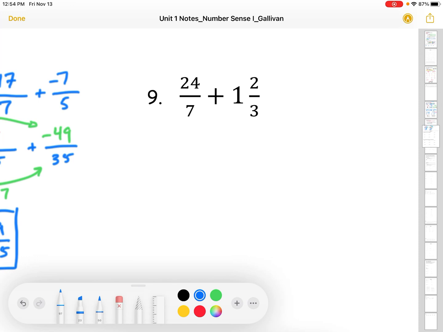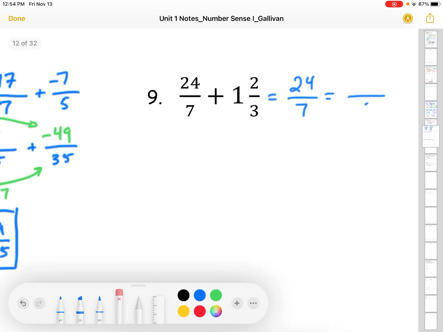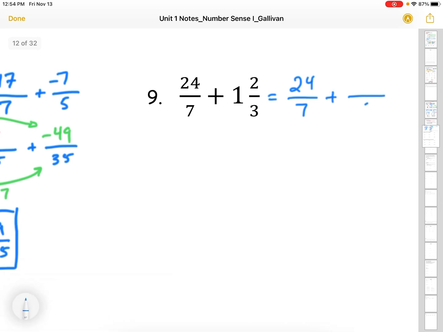Okay, so first thing I'm going to do is convert this 1 2/3. Oops, that's a plus sign. Plus, so it's over 3. 1 times 3 is 3 plus 2 is 5. So 24 over 7 plus 5 over 3.